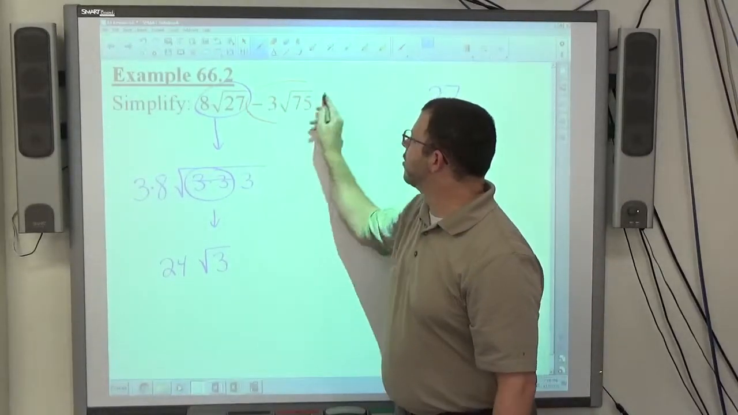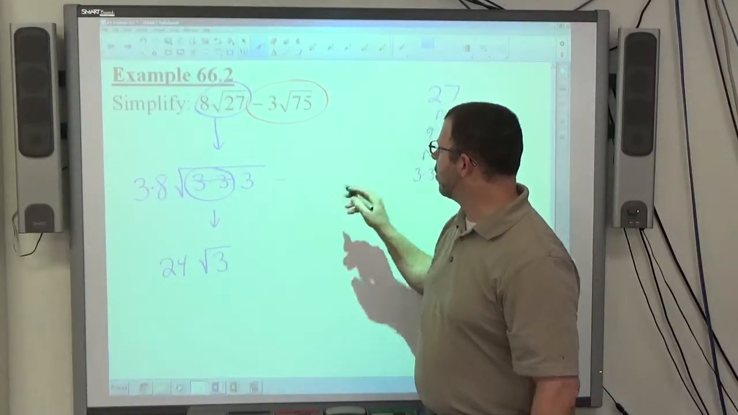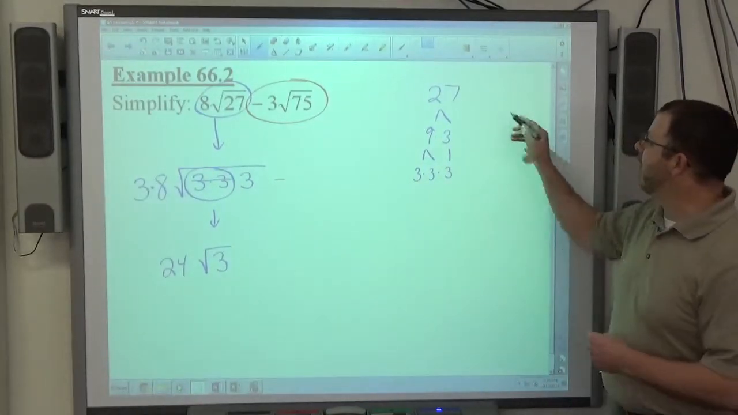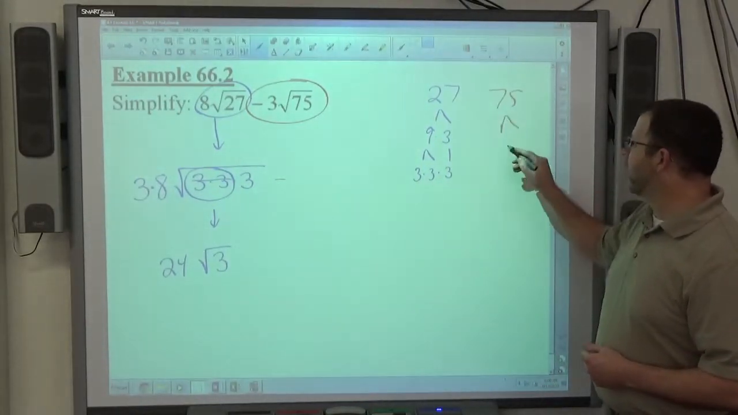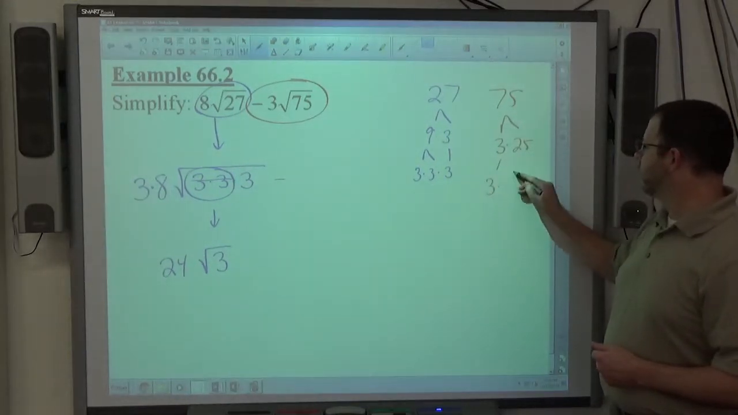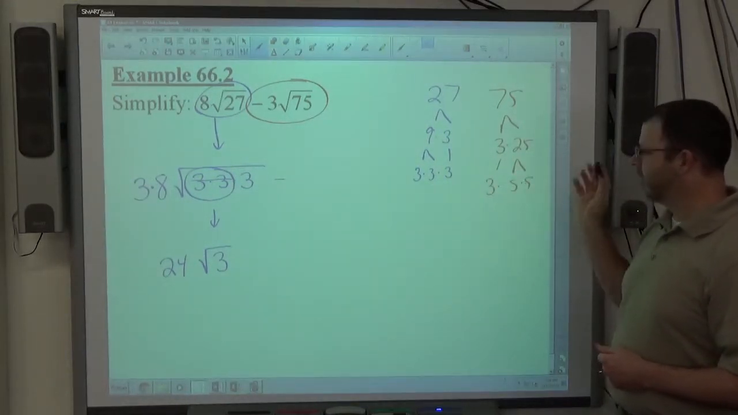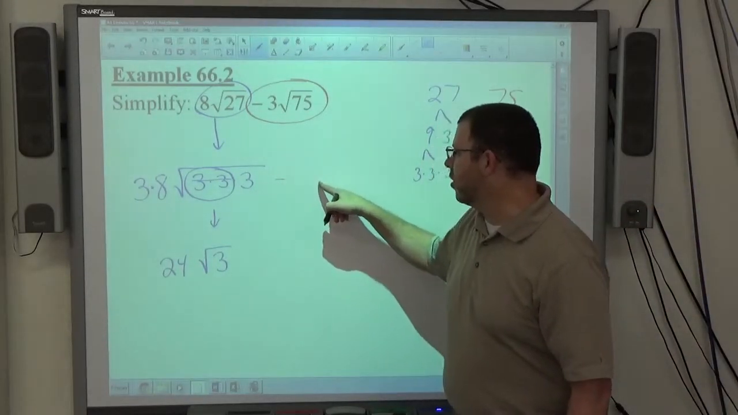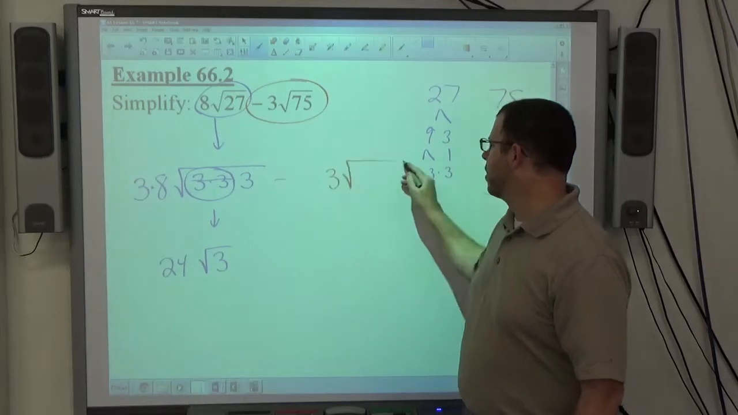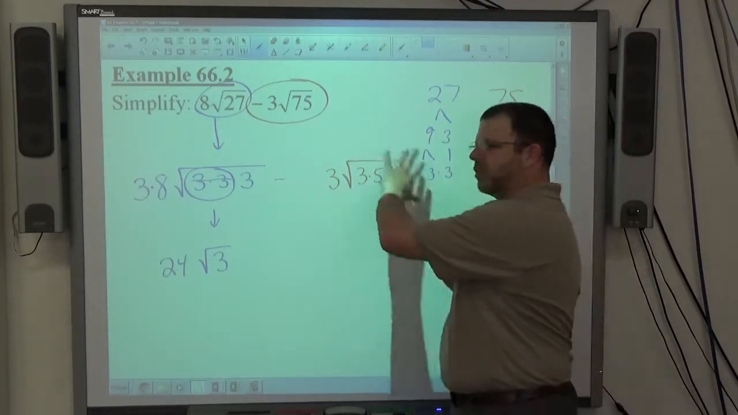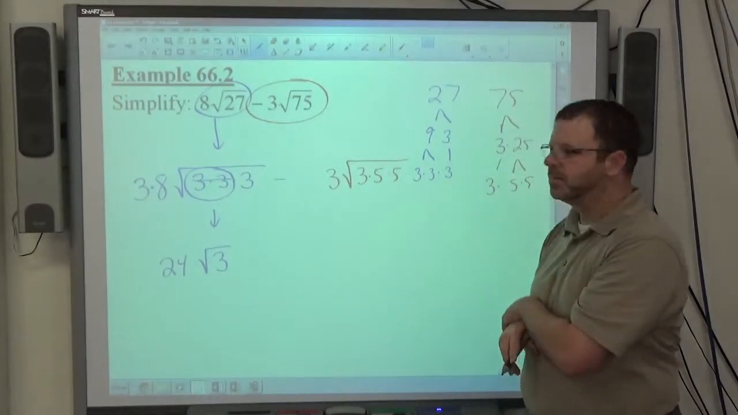The second one, minus 3 times the square root of 75. So again, 75, 3 times 5 times 5 is what it is. If you know that, great. If not, break it apart. 75 is 3 times 25. 25 is 5 times 5. There you go. So what I do with these, with pluses and minuses, I leave a little space here with the anticipation that I'm going to be able to pull some stuff out of the radical. So I'm leaving some space to be able to put that in there.